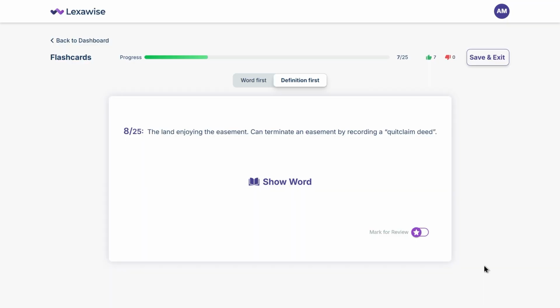And here's the flip side. This property gets the benefit. The land enjoying the easement can terminate an easement by recording a quitclaim deed. This is the opposite of servient estate. What is it?